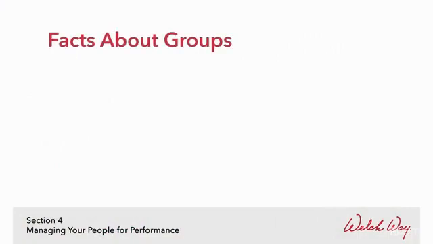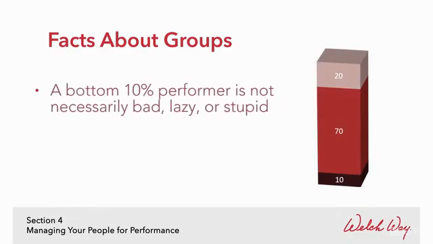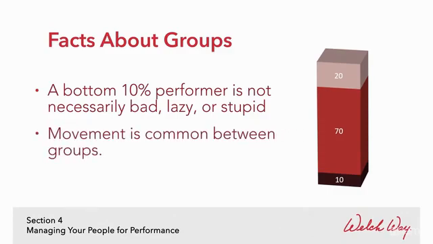There are lots of different reasons why people fall into each of these categories, but there are two important facts to keep in mind. First, that a person who falls into the bottom 10% is not necessarily a bad person or lazy or stupid. Second, that movement among the categories is common and natural. A person who may have been a top performer last year may be off her game this year, or someone previously struggling could, with a new role or some coaching, suddenly bolt up to become a 20%er.